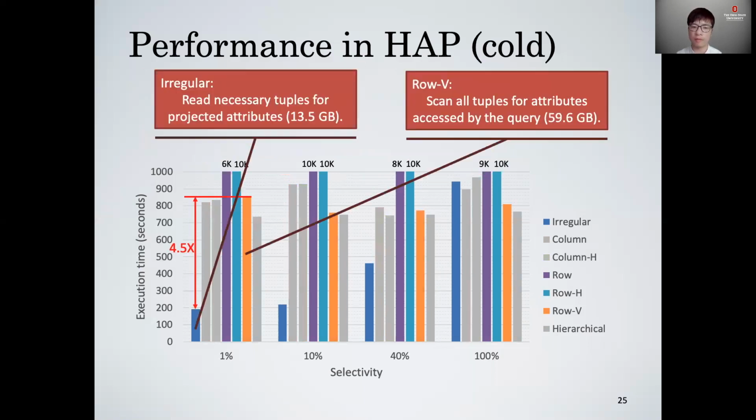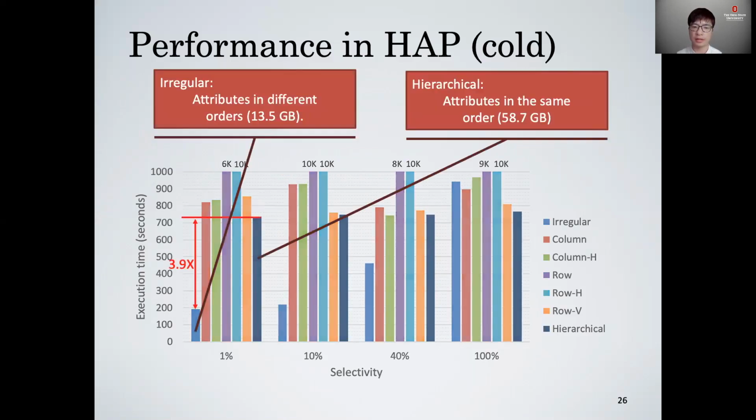The row V baseline vertically splits the table, so it only reads the necessary attributes, but it doesn't horizontally split the table, so it still scans all the tuples for the attributes accessed by the query. However, the irregular partitioning only reads the necessary tuples for the projected attributes. So the irregular partitioning is faster than the row V baseline. Next, the hierarchical partitioning first horizontally and then vertically splits the table. So the hierarchical partitioning has the same limitation as the column H baseline, that all the attributes are horizontally partitioned in the same order. As a result, the irregular partitioning is still faster than the hierarchical partitioning.